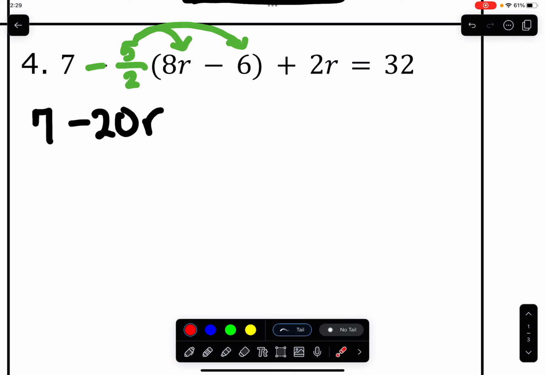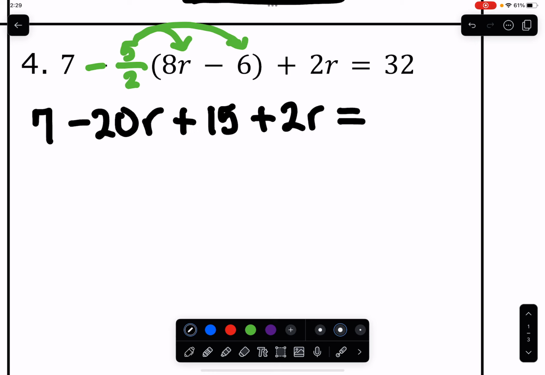And we do the same thing when we multiply by negative 6. Well, a negative and a negative is going to be positive. And to multiply 6 with 5 over 2, we multiply 6 with 5. So 6 times 5, that's 30. And then 30 gets divided by 2, which is 15. Bring down the 2r, the equal sign, and bring down the 32. So look, there is the equal sign. That's going to separate the left side and the right side.